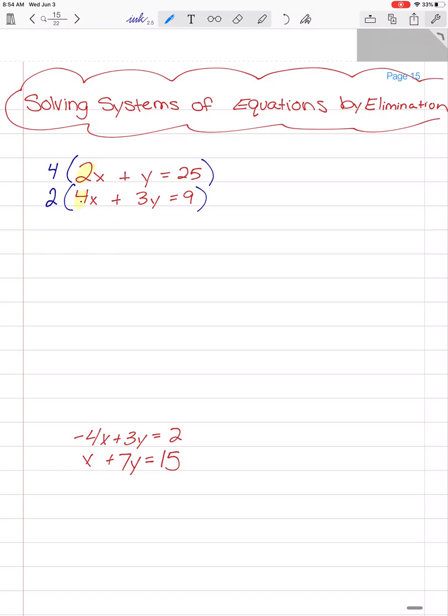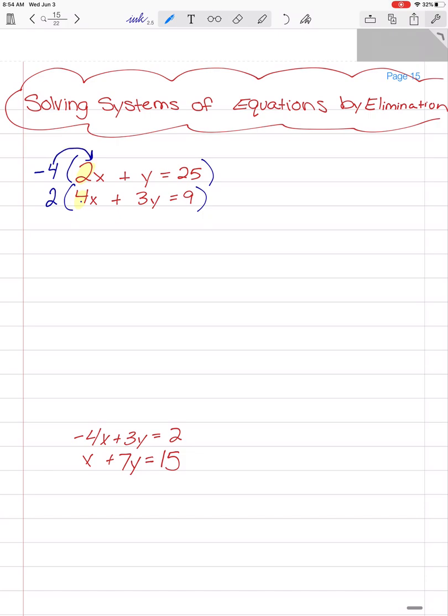Now, the signs are where it gets very important. If the signs on the inside of the parentheses are the same, then the signs on the outside are going to have to be different. So if we look here, I have positive 2, positive 4. So that means on the outside, I'm going to have a negative. It doesn't matter which one we make negative, so I'm just going to go ahead and make the 4 negative. So now I have one set of numbers that has the same sign and one set of numbers that have different signs. So I'm going to multiply.